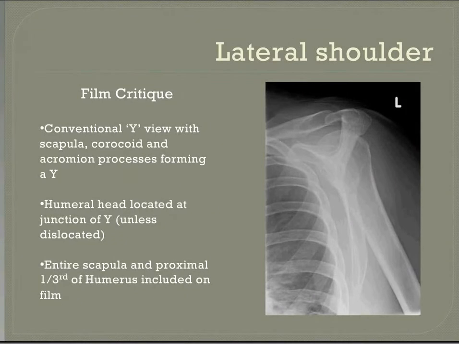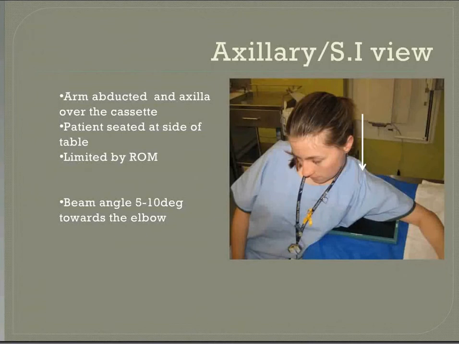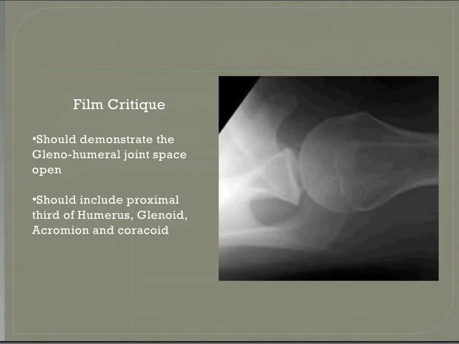With the axillary view, which is also from our request, an issue that's been raised from the radiology department is the difficulty with abducting the arm in order to complete that picture, but this is how it is done, with the aim to demonstrate the glenohumeral joint space as open, and including the proximal third of the humerus as well.